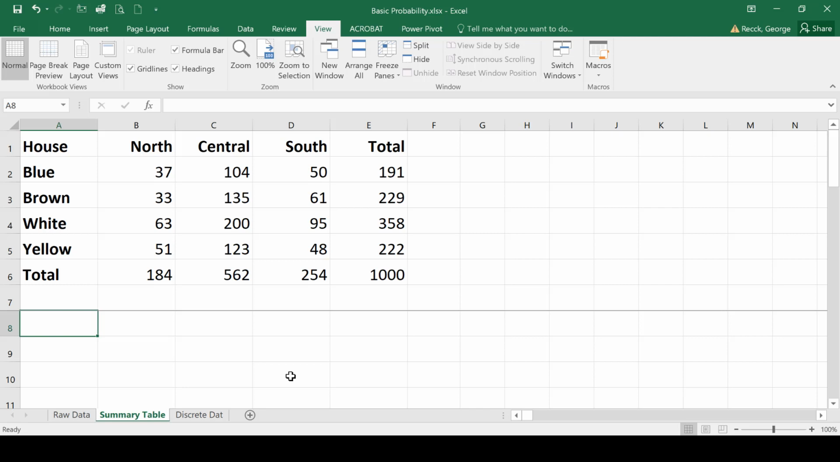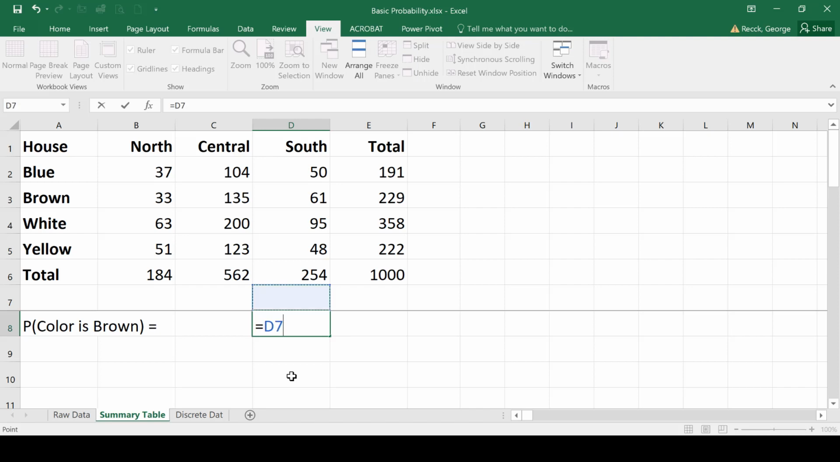table at the top. So the first question I'm going to ask, what is the probability that the color of a house, if randomly selected from the 1,000 in our population, or our sample, is brown? This is called a marginal probability because we get the values from the margin of the table. Here it would be 229 divided by 1,000, or 0.229.